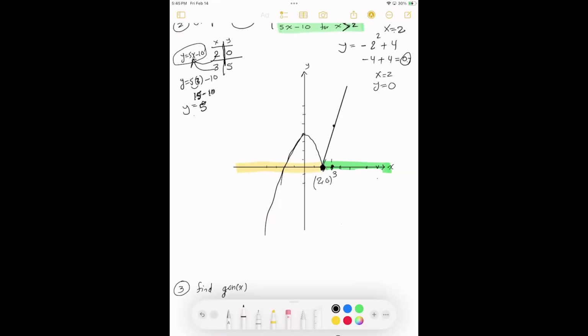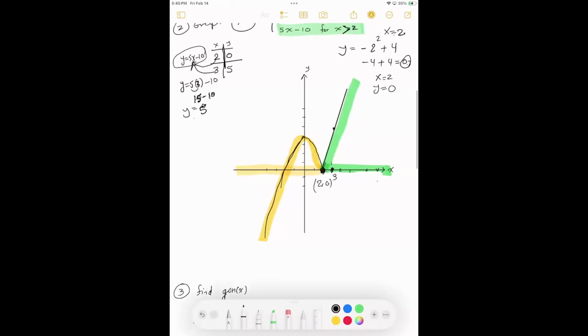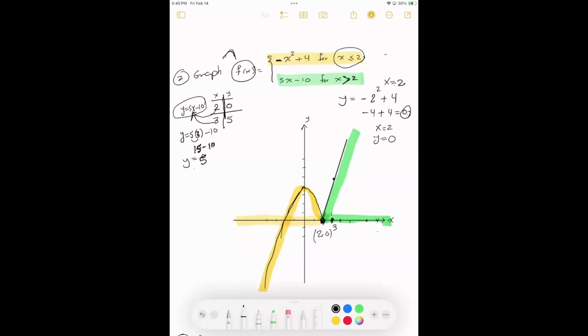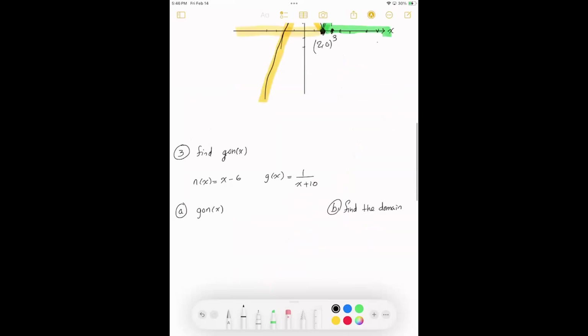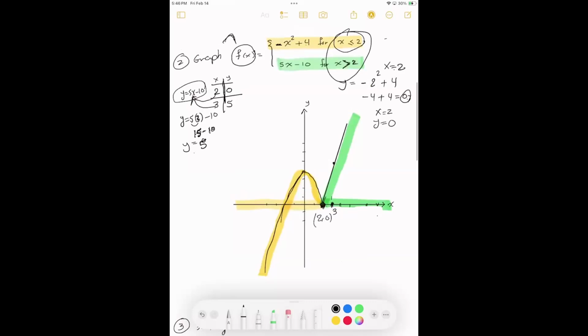So the yellow graph for the yellow x's and the green graph for the green x's. So you have to pay attention to this part. Let me go to the computer and show you how you would graph this on it. Let me stop share.